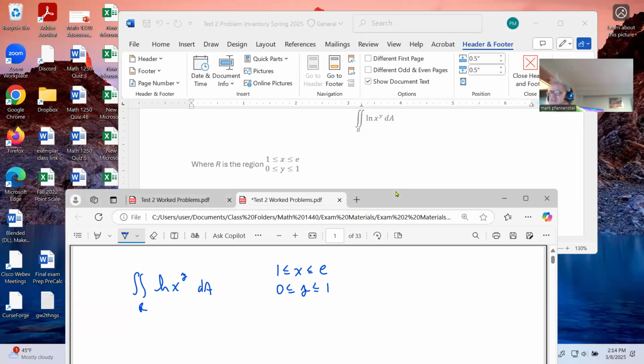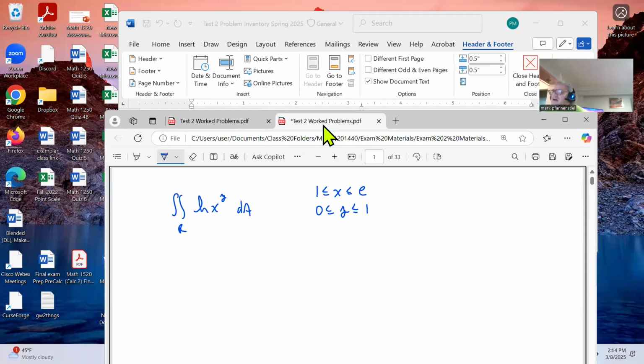We have our test two practice problems here. So the first one we have is the double integral of ln of x to the y dA, and we have a region that we're supposed to integrate over.